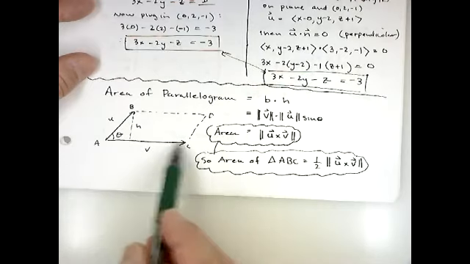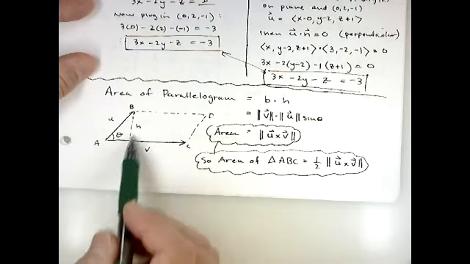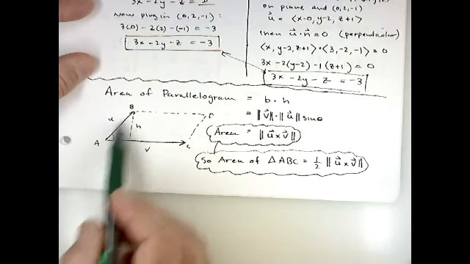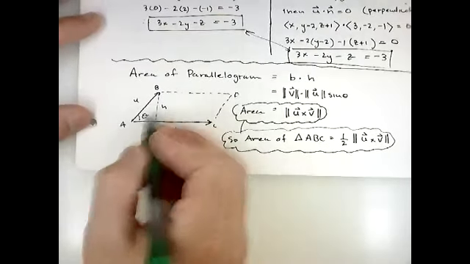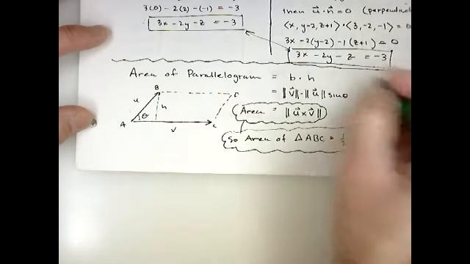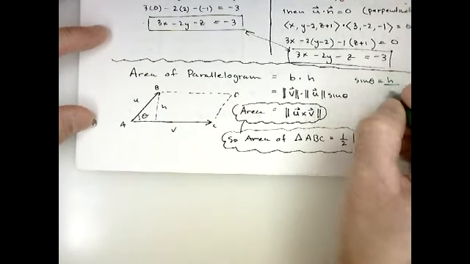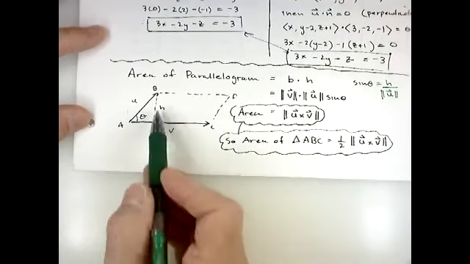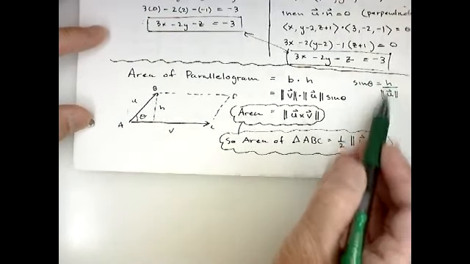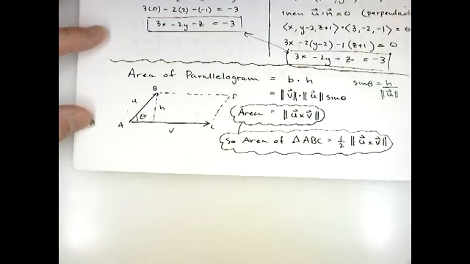So the area of that parallelogram would be the base, which would be the magnitude of v, times the height, and that's going to equal the magnitude of u times the sine of theta. I can show you why that's true. If I wanted to find the height there, I would go sine of theta is equal to the height over the magnitude of u. Right, opposite over hypotenuse. So if I was solving for the height, I would just multiply the magnitude of u times the sine of the angle.